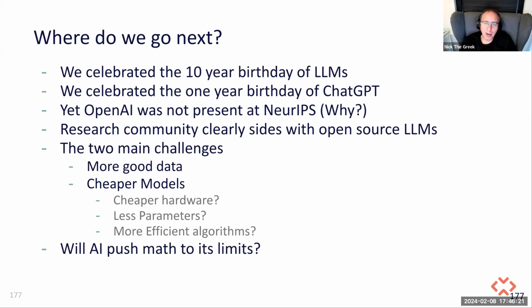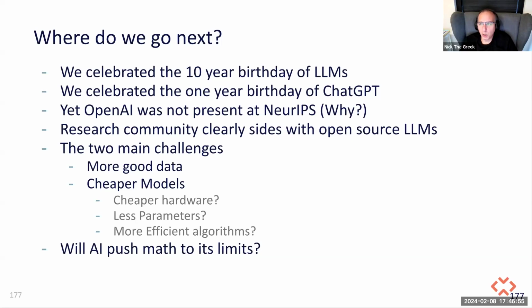We did celebrate the 1-year birthday of ChatGPT, which was announced in the middle of NeurIPS last year. Yet OpenAI wasn't present at NeurIPS, and I'm just going to pose that question: why do we think that was? I didn't really see them anywhere. Maybe there were some employees attending, but I think it's a question to reflect and think about. The research community does use ChatGPT in a lot of papers, but clearly they side with open source LLMs.